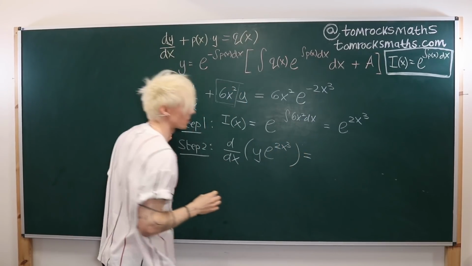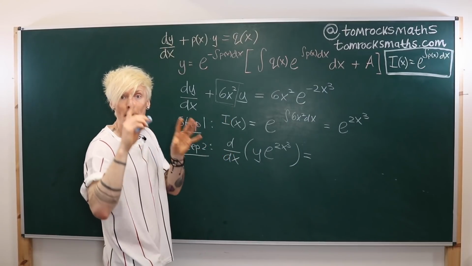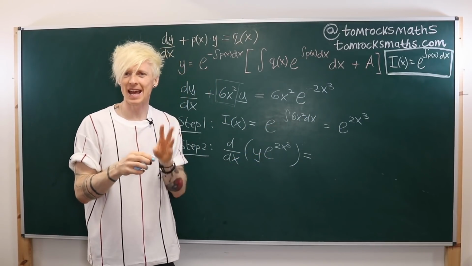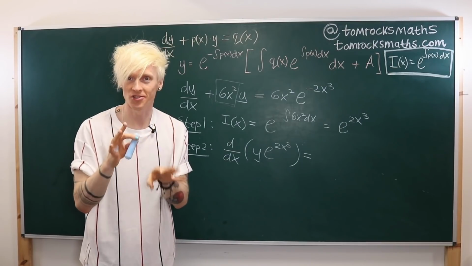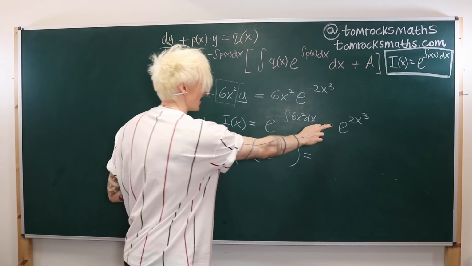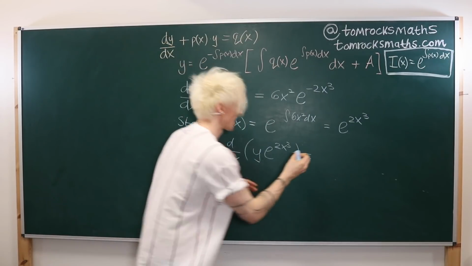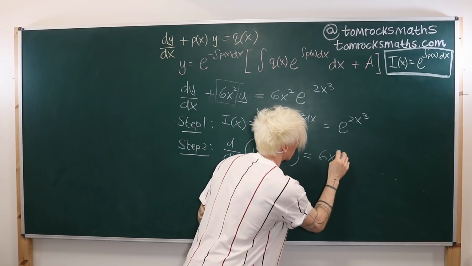And that's equal to the right-hand side multiplied by the integrating factor. And again, don't forget to do that. So e to the 2x cubed will cancel with the e to the minus 2x cubed, and I'll just get 6x squared.